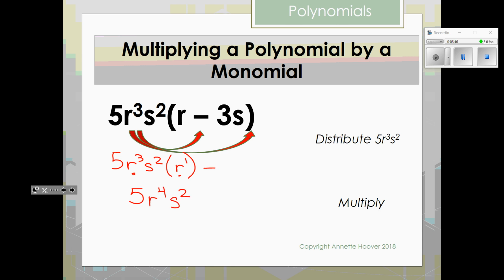Then we have a minus sign, 5r cubed times s squared multiplied times 3s. I can do a negative 5 times 3, which is a negative 15. We have an r cubed. We have an s squared times s to the first, so we add the exponents and get s cubed.